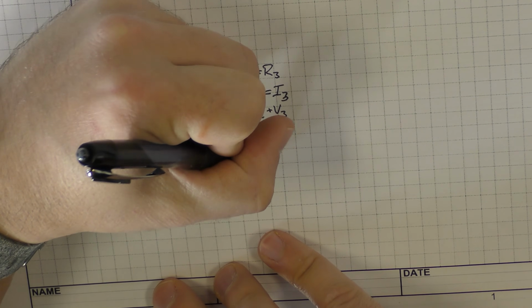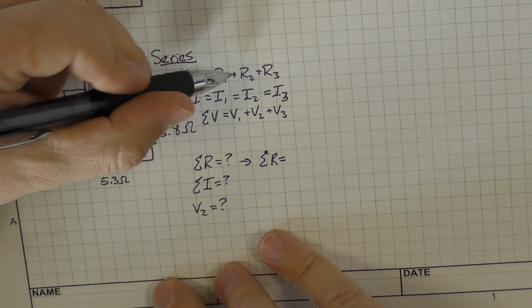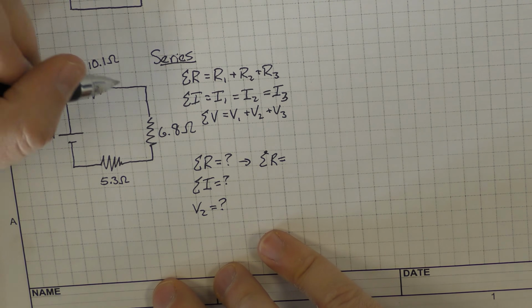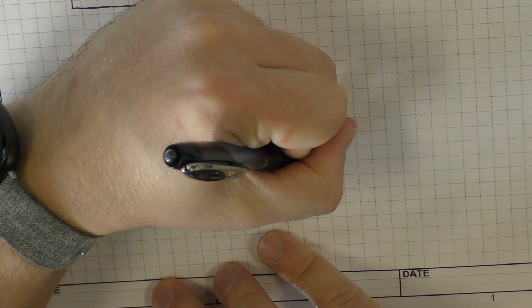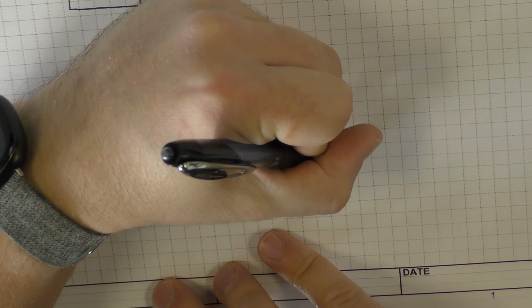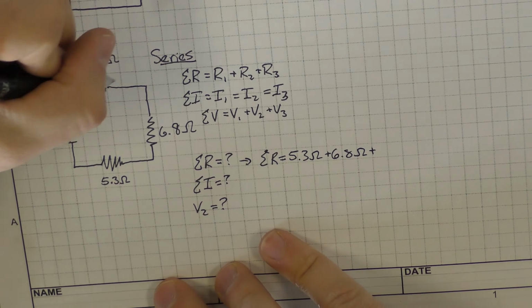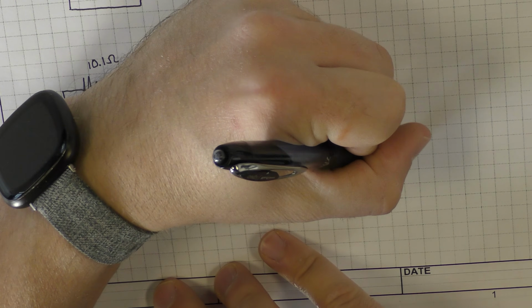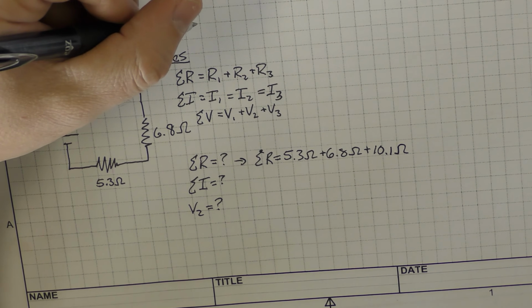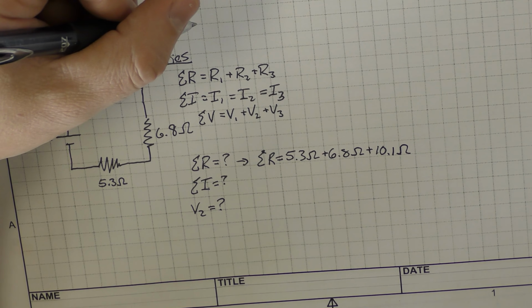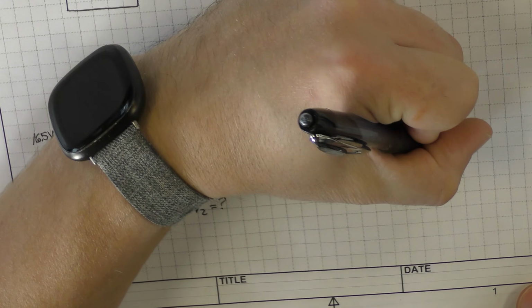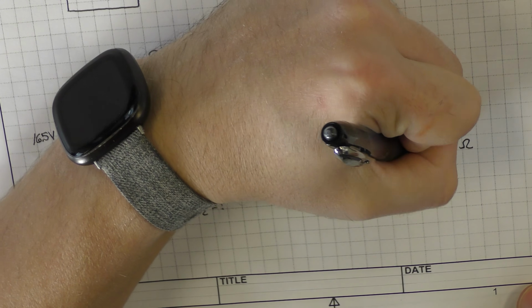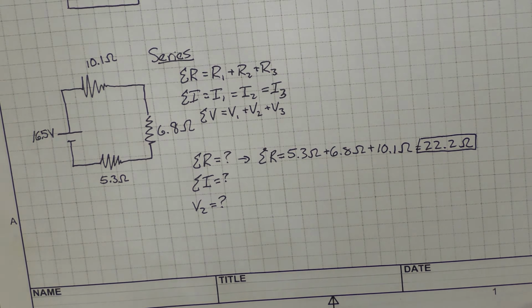For total resistance, we're going to use that total resistance equation, R1 plus R2 plus R3. In this case, that's going to be 5.3 ohms plus 6.8 ohms plus 10.1 ohms. And if we plug that into a calculator, we get 22.2 ohms as the total resistance in that circuit.